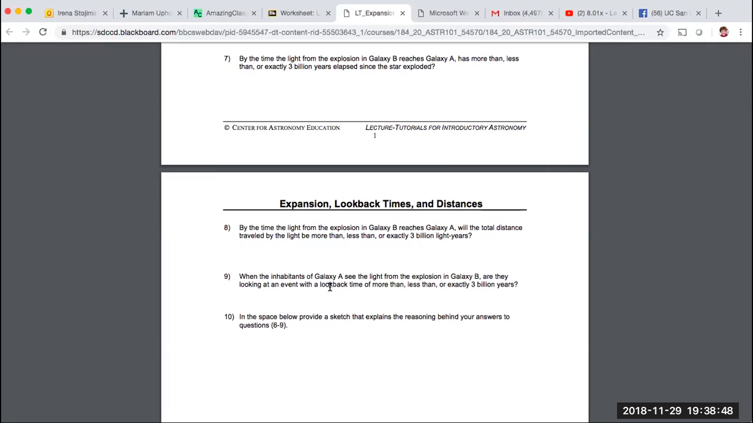It'll be more than 3 billion light years. Very good. So it will travel more than 3 billion years and it will cover more than 3 billion light years. Okay, great. Next one. When the inhabitants of Galaxy A see the light from the explosion in Galaxy B, are they looking at an event with a look-back time of more than, less than, or exactly 3 billion years? More than? Mm-hmm. Very good.